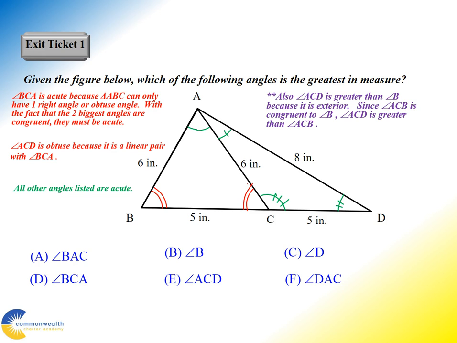So all the angles that are listed here, angle BAC, angle B, angle D, angle BCA, and angle DAC, are all acute angles, while angle ACD is the only one that I have verified is obtuse. And because of that, it is the one with the greatest measurement. Now, I don't know what that measurement is. We haven't gotten that far yet. There are methods, and that's more of a trigonometry concept, but there it is.